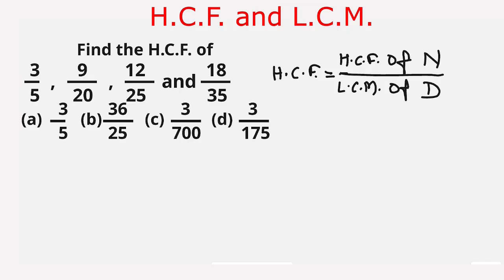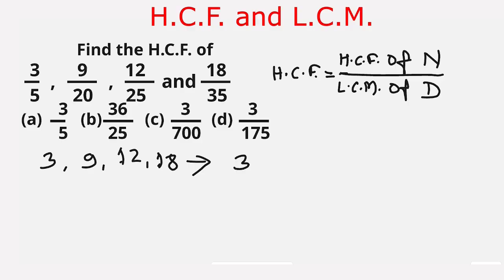This is the formula for H.C.F of fractional number. Now we will find the H.C.F of numerator. The numerator numbers are 3, 9, 12 and 18. The H.C.F of 3, 9, 12 and 18 is 3. And from this we can say either option C or option D is our answer.